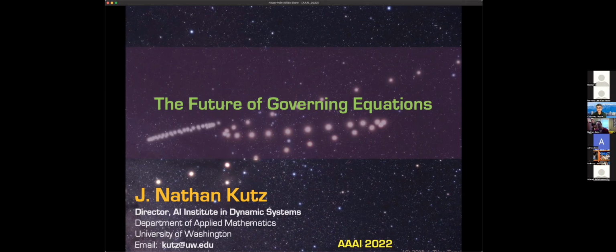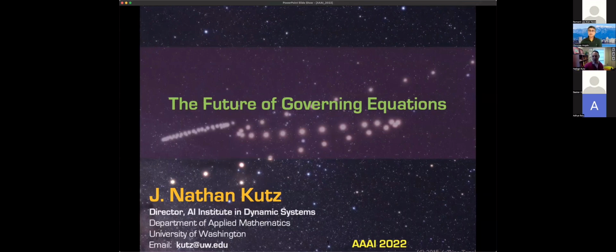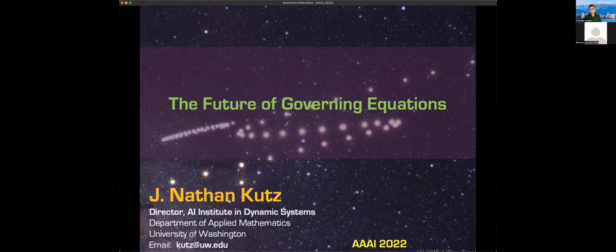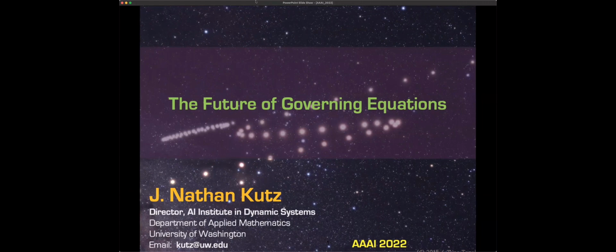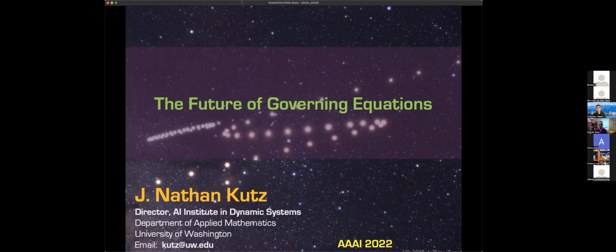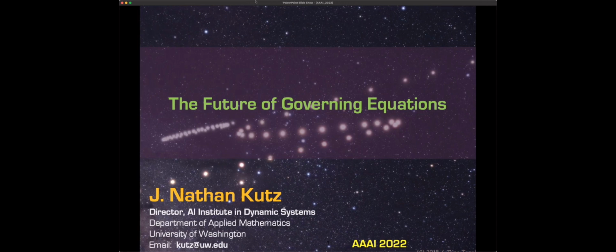The title is a little bit over the top, the future of governing equations. Maybe you could just think about it as my own little personal journey right now. Machine learning methods and AI have really been forcing me to contemplate what I think about governing equations. I'm very much a governing equations type of person. I come from a background where I think about PDEs and ODEs as the models that we build physics from. And now I'm in a place where I've got to rethink that a little bit.